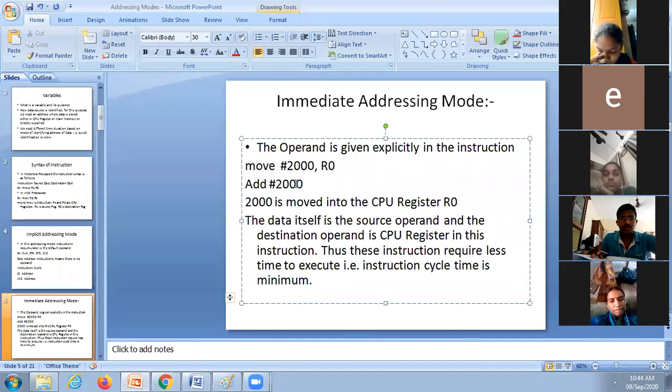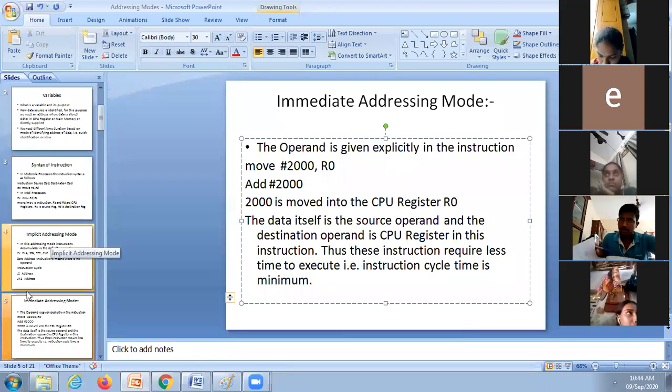In both cases, there is an operand called the immediate operand. The operand is given explicitly in the instruction. What is the operand given explicitly in the instruction? It is #2000. Here we are using the hash symbol for representing the data. This is immediate addressing mode.